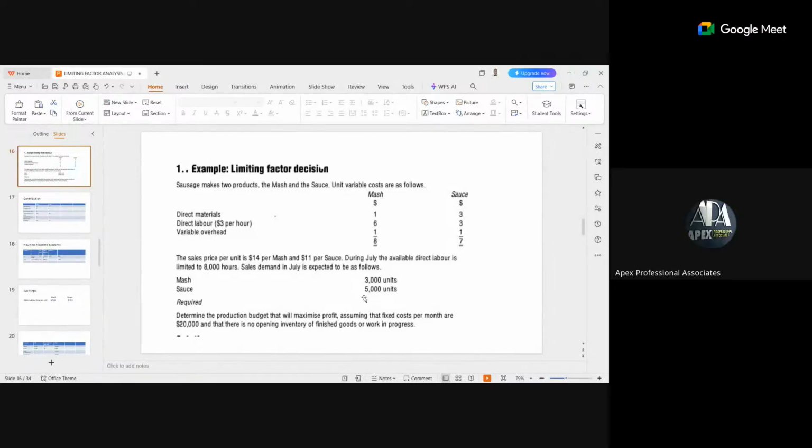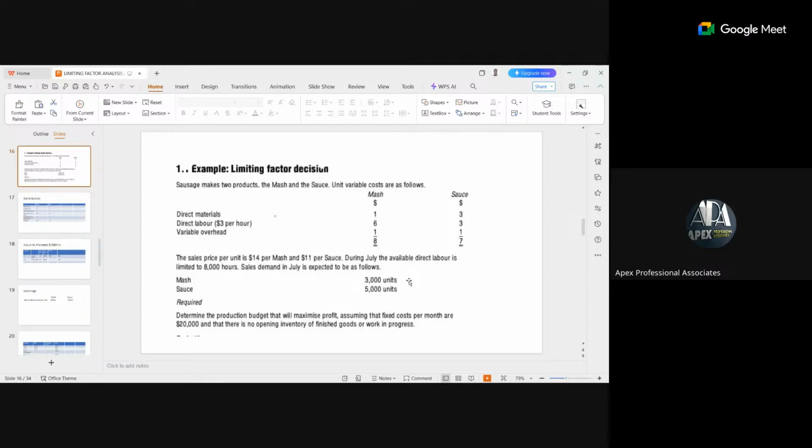Okay. So how many hours do you have? You are limited to 8,000 hours. 8,000 minus 5,000 hours, you are left with how many hours? 3,000 hours. Take notes. So how many hours do you need to produce 1 unit of mesh? No, you need 2 hours. You need 2 hours to produce 1 unit of mesh. See it, 6 divided by 3 is 2.